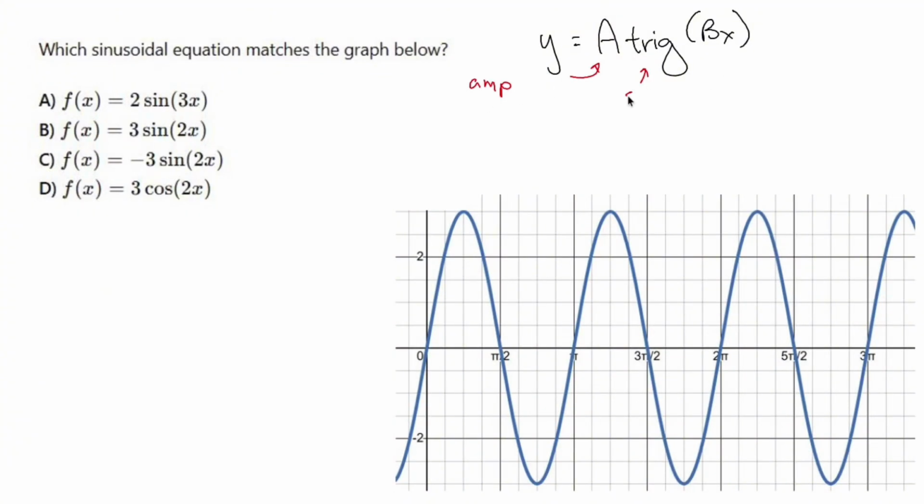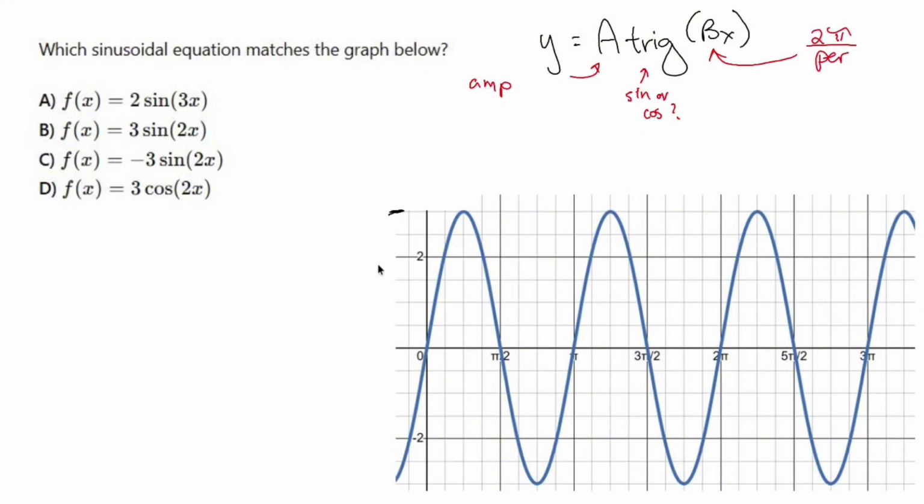Thing number 2, is it sine or cosine? And thing number 3, what is that b? Now, we find that b by doing 2 pi over whatever the period is. Okay, so that's how we're going to figure all 3 of these things out. Now, let's find out the amplitude first.